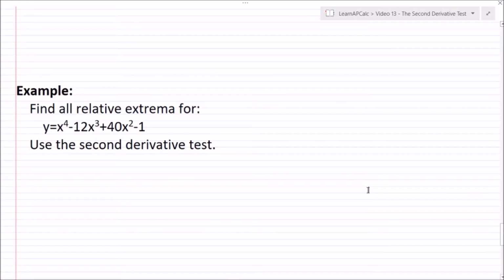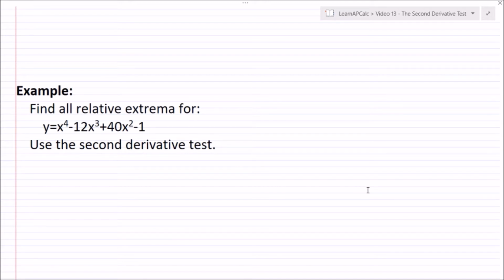Alright, so let's do a quick example problem. Find all relative extrema for y equals x to the fourth minus 12x cubed plus 40x squared minus 1, and then use the second derivative test for those to determine whether they are relative min or maxes. So pause your video, unpause when you think you found the answer.